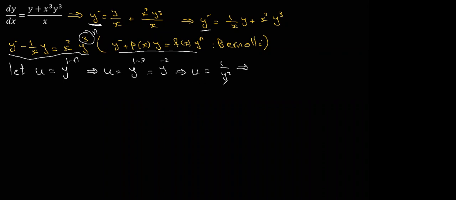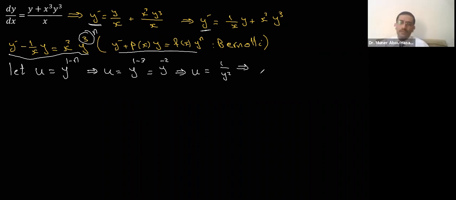What do you think? Equals square root of 1 over u. Yes, you are right. So let me do it in details. First of all, I'm going to take the square root for both sides. Okay? So I'm going to take square root for both sides.